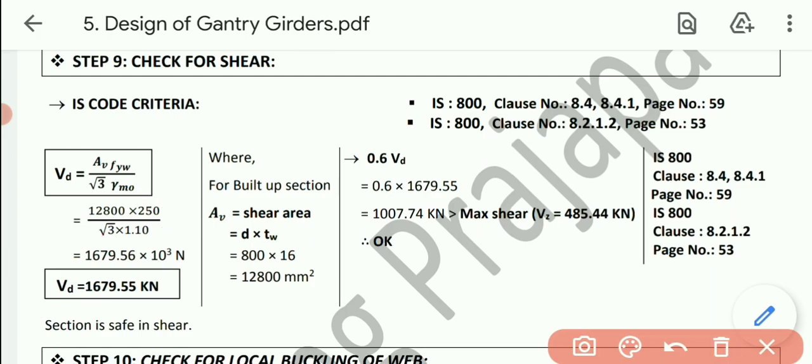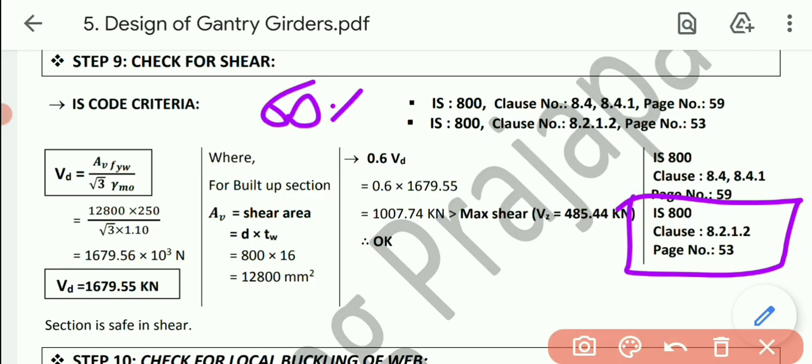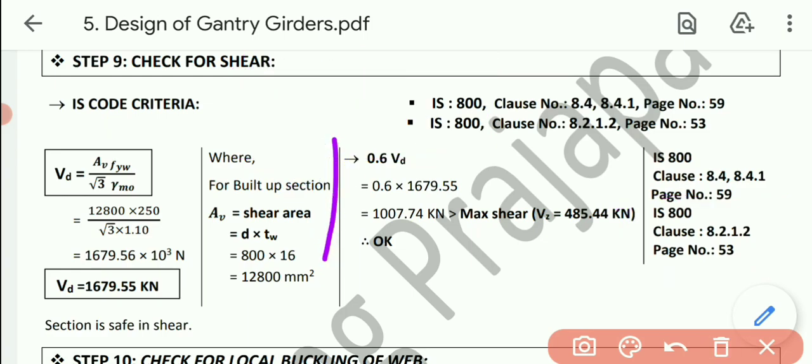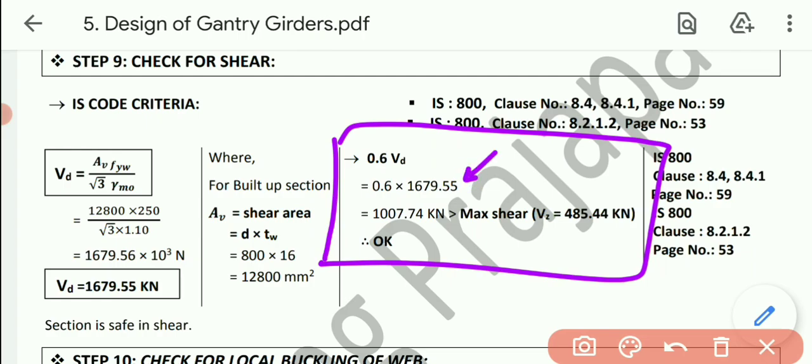Now as per page number 53, as per this clause, we can use only 60% of VD for the maximum shear force. So let's convert it to 60%, so 0.6 times VD, that is 0.6 times 1679.55. By simplifying the term I will get the answer 1007.74 kilonewton.